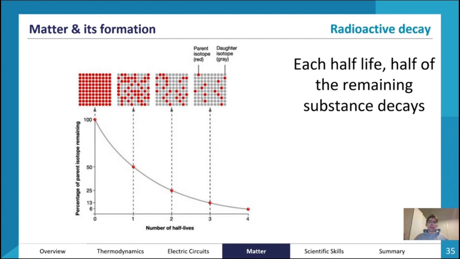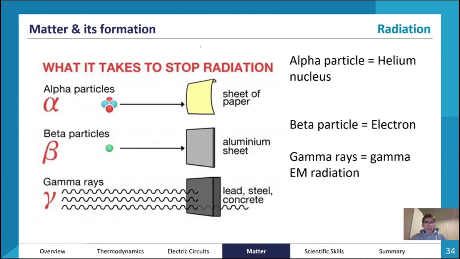What happens is that these elements actually decay, and we measure decay through half-life. Half-life is basically the amount of time that it takes for half of a substance to decay, and then the other half to decay, and then the other half to decay. When decay occurs, radiation is emitted, and radiation can be in the form of alpha, beta, or gamma radiation. Alpha is the simplest and easiest radiation to stop. It can be stopped by a sheet of paper. Beta particles are the more complex ones to stop. They can be stopped by an aluminum sheet. And gamma rays are really difficult to stop. You need lead, steel, and concrete.